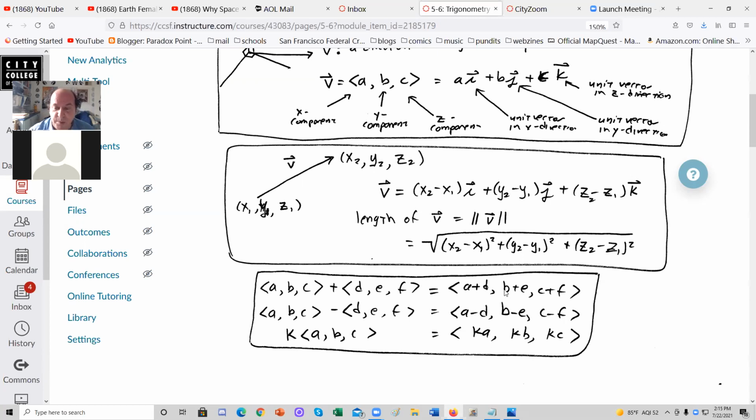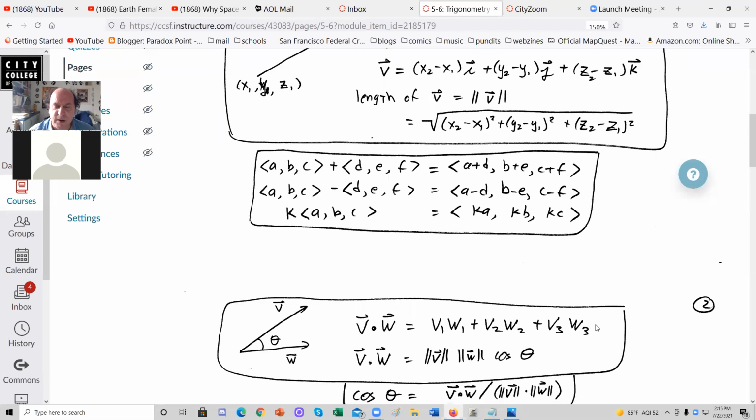And you add vectors by adding components. A, B, C plus D, E, F is A plus D by B plus E by C plus F. A by B by C minus D by E by F is A minus D by B minus E by C minus F. And k times A, B, C is kA by kB by kC. Again, very much like two-dimensional vectors.